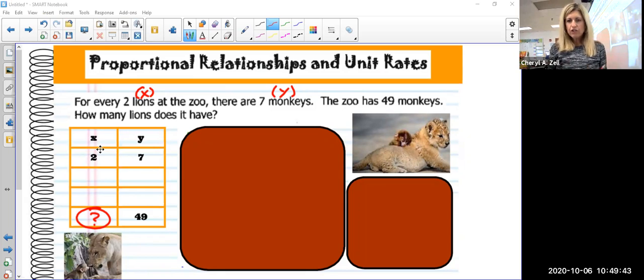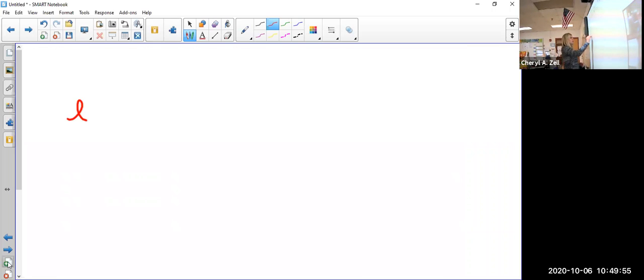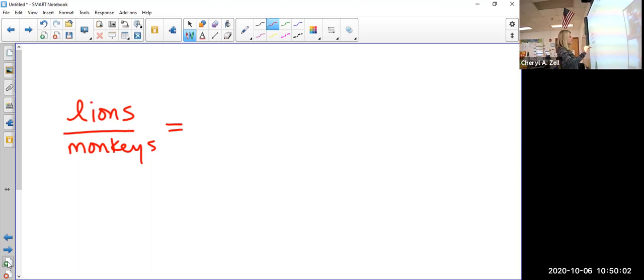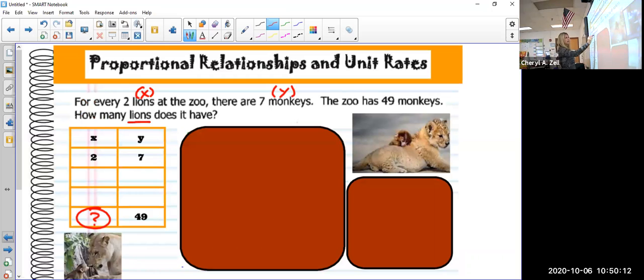And basically what you're going to do is take what I've taught you as far as what are ratios, right? It's a comparison. So lions over monkeys. So I'm going to just write this down. So lions over monkeys. They said for every 2 lions, there are 7 monkeys, right? And I wanted to find out how many lions it has, okay? Because there are 49 monkeys, so we already know that.